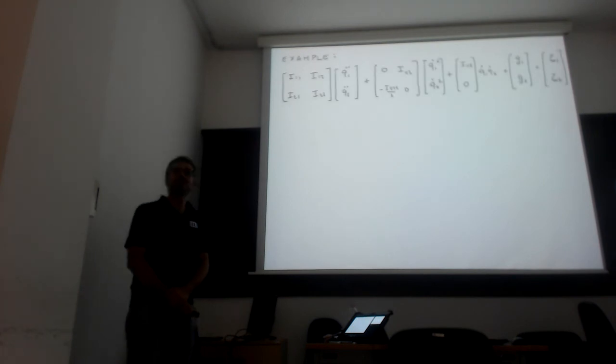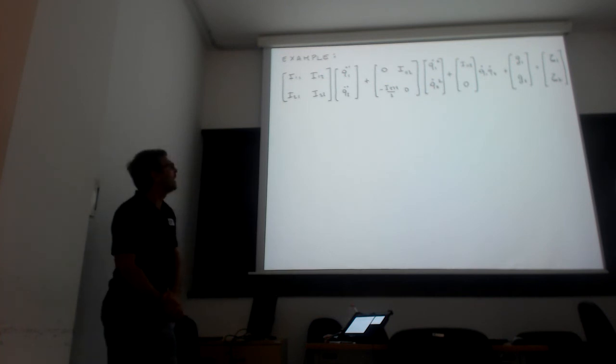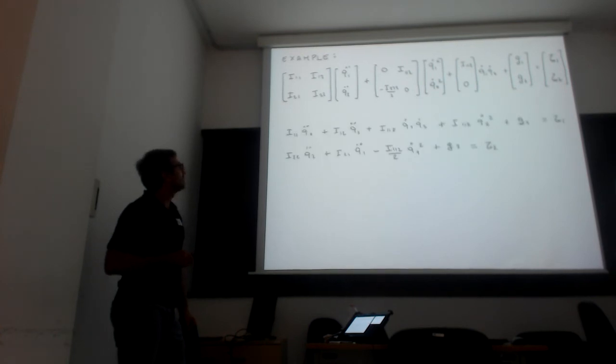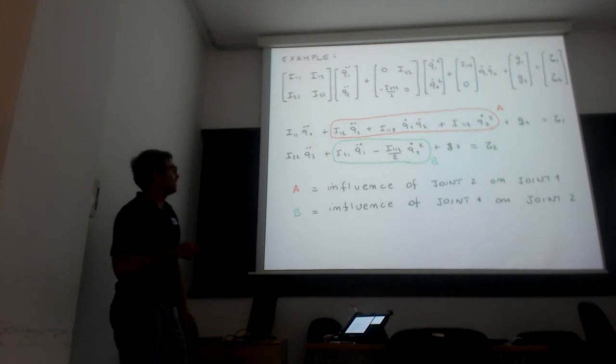So this is an example taken from the classes of Oussama Khatib, for a 2 degrees of freedom robot. We have explicitly expressed the M matrix, the Coriolis term vector and the gravity. And we see that this coupling shows up as something dependent on the second joint affecting the first joint equation, and something coming from the first joint affecting the second joint equation.